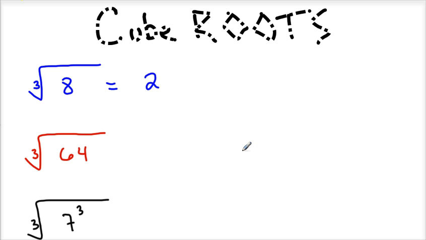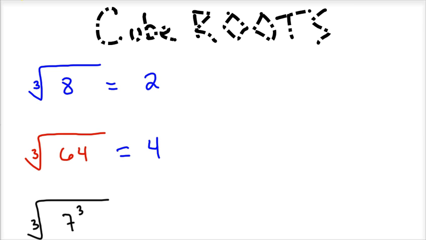What number times itself 3 times will give you 64? 4. Excellent, 4.